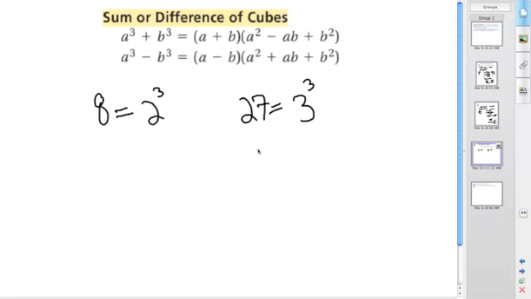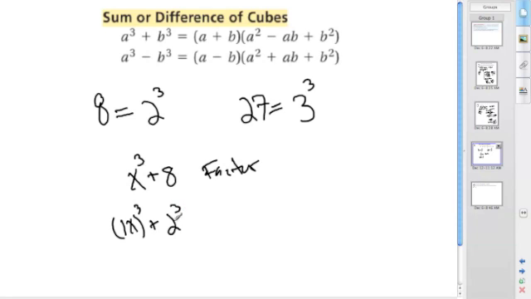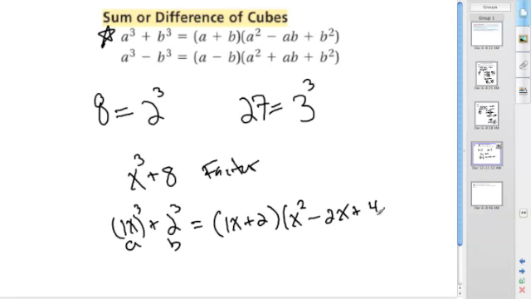And you can factor. So we're going to do an example. We're going to do x to the third plus 8, and we're going to have to factor. So rewrite it as a sum or difference of cubes. We're going to write this as 1x to the third plus 2 to the third. And here's our a, there's our b term. So using the sum of cubes, we're going to write it as a, 1x, plus b, which is 2, times a squared, which is x squared, minus a times b, which is 2x, plus 4, because b squared is 4. And there is your factored form.